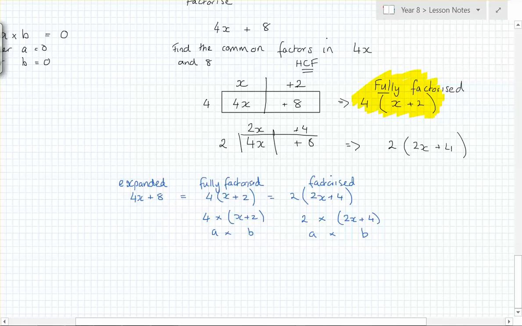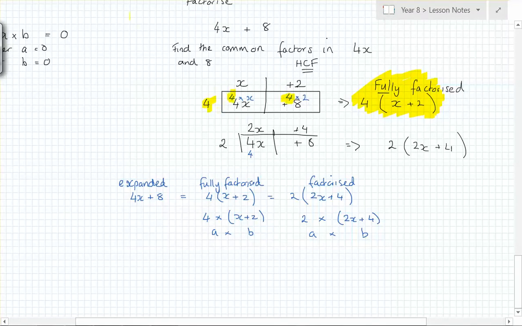Sushi, you had a question? If the sum is 4x plus 8, then how do we know that 4x and 8 will have a common factor? Because 4x is 4 times x, and 8 is 4 times 2. So we take the common factor of 4 out and put it there.